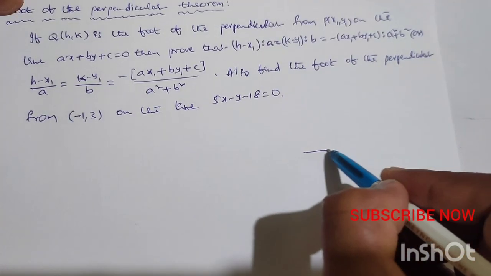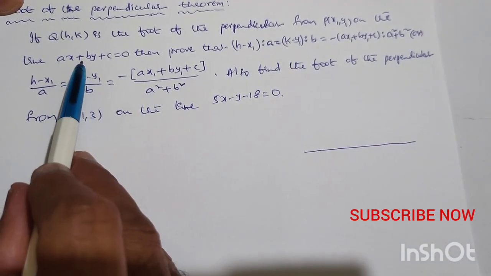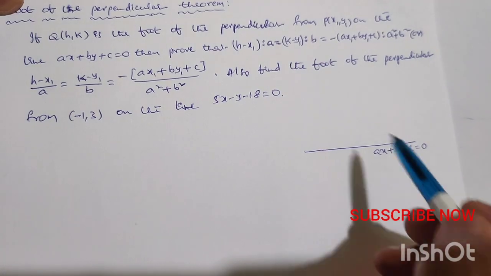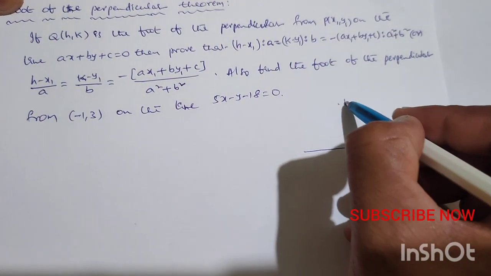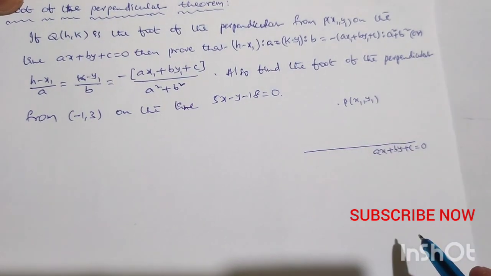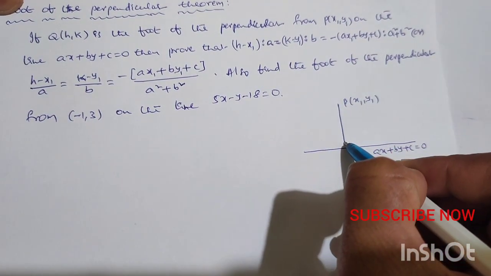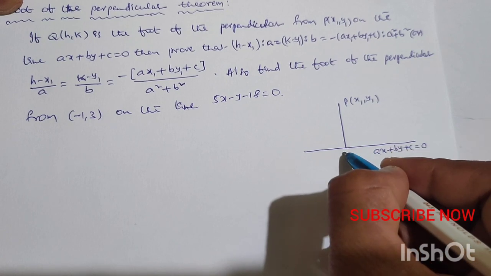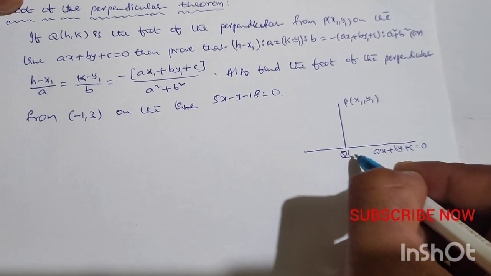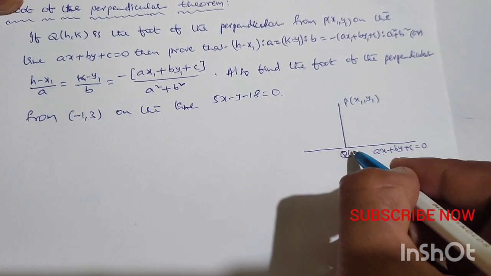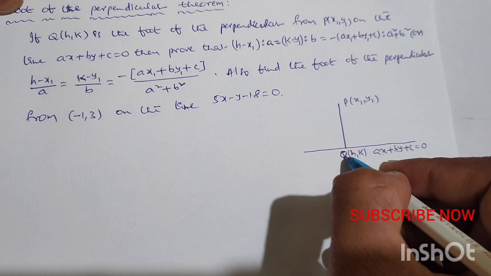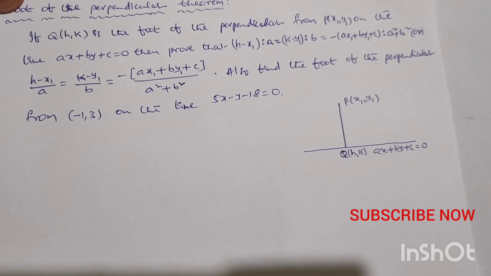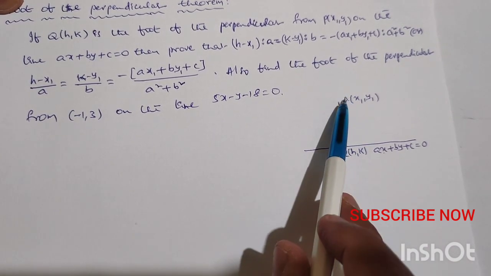So here this is the given line ax plus by plus c equals 0. Take any point P of x1 y1 and draw the perpendicular line to the line ax plus by plus c equals 0. Here Q lies on the line ax plus by plus c equals 0. This is the foot. Q is the foot of P. Find the Q, foot of the perpendicular from P.